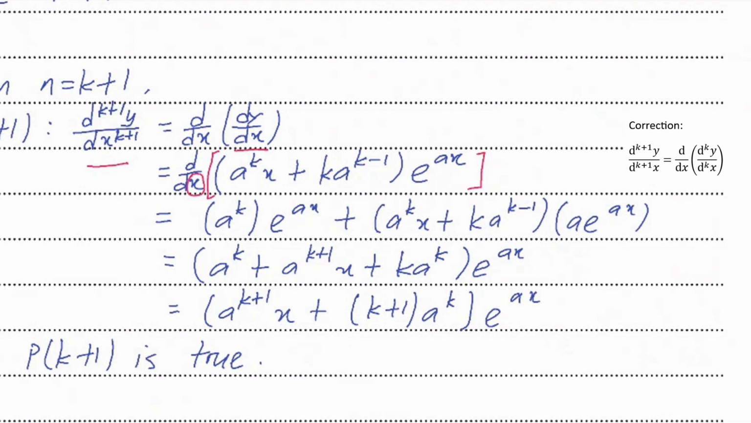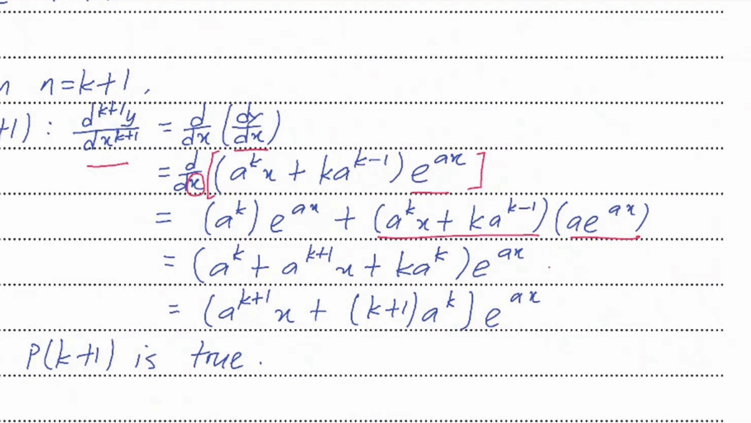For the first term, we keep the e power ax and differentiate the other part. When we differentiate this, we only have the a power k, because this is x and this one is a constant, so it will be gone. For the other term, we keep the expression for the first part and differentiate the e power ax, so we get a times e power ax.